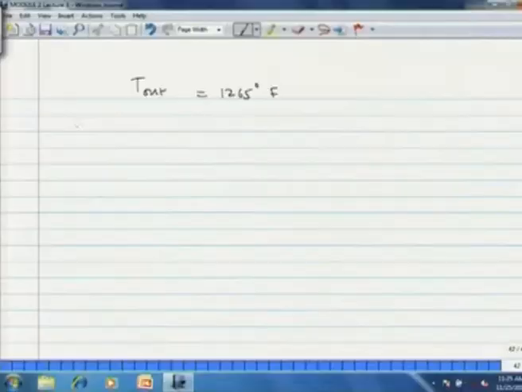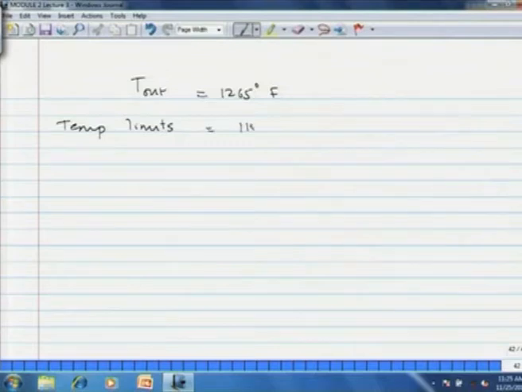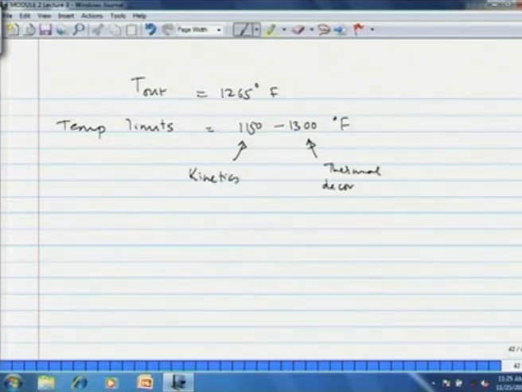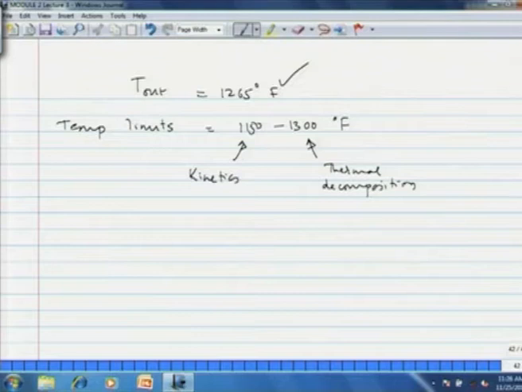Now, in the previous lecture I had mentioned to you the temperature limits for the HDA process. The temperature limits were 1150 to 1300 degrees Fahrenheit. The lower limit was fixed by kinetics and the upper limit was fixed by thermal decomposition. And now we see that even if all the heat that is liberated in the reaction is absorbed by the reactor contents, the temperature that is reached in the reactor is below the upper limit.